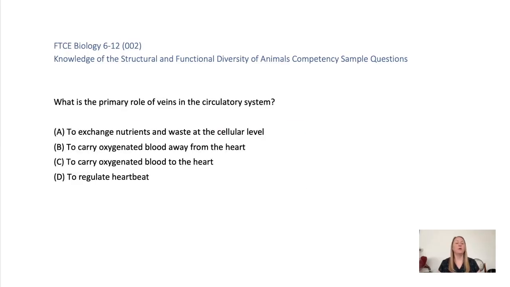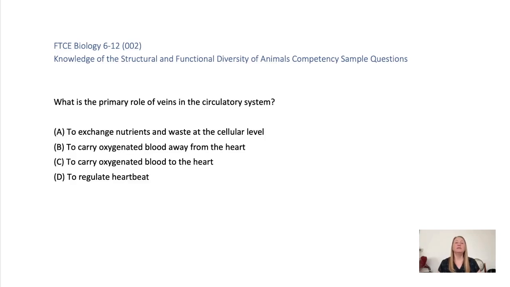What is the primary role of veins in the circulatory system? A. To exchange nutrients and waste at the cellular level. B. To carry oxygenated blood away from the heart. C. To carry oxygenated blood to the heart. D. To regulate heartbeat.